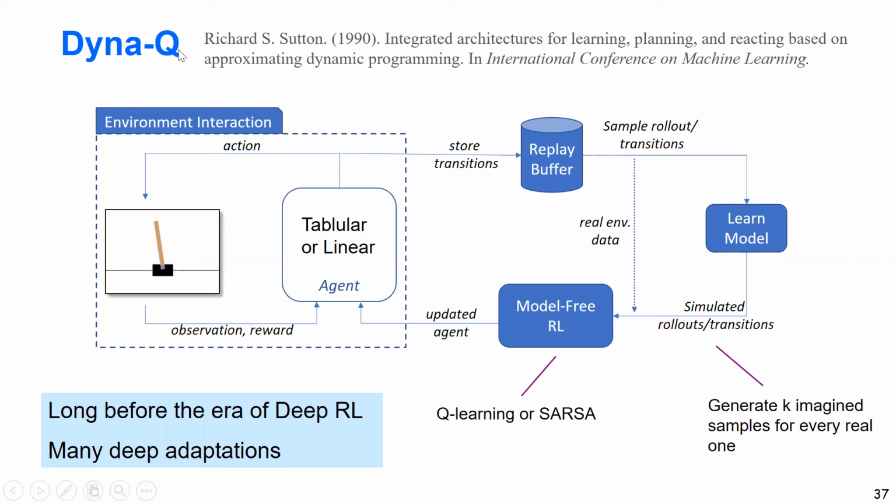I would say DynaQ is maybe the first discussion of this. This is in the 1990s. This is before the deep learning era. They use Q-learning or SARSA here. They would generate K imagined samples for every real one. And they showed some benefits to that.